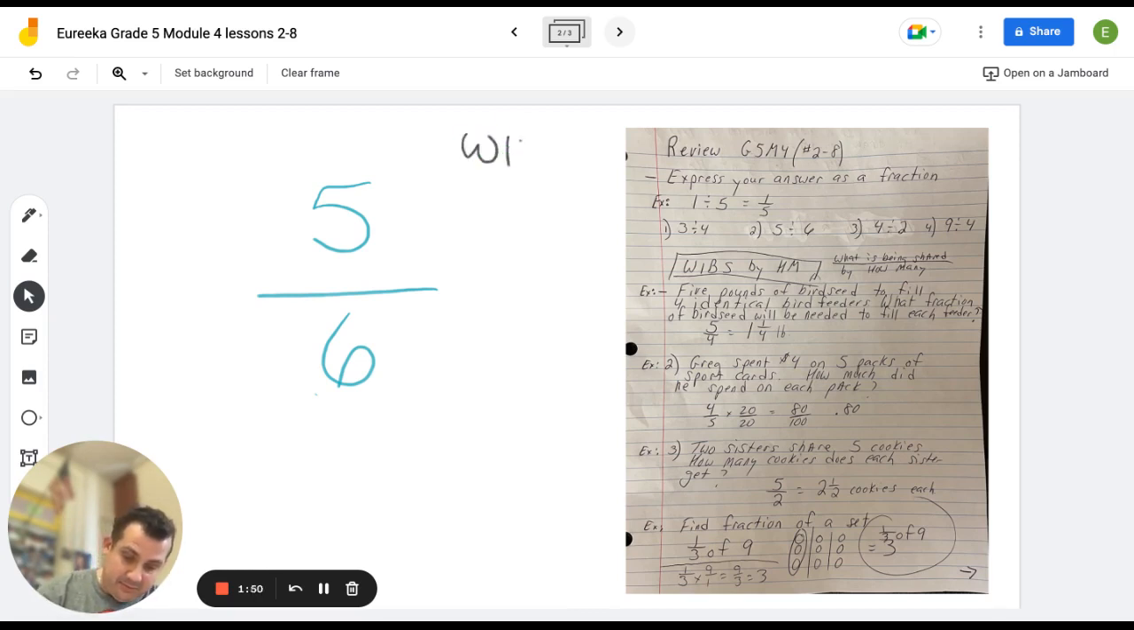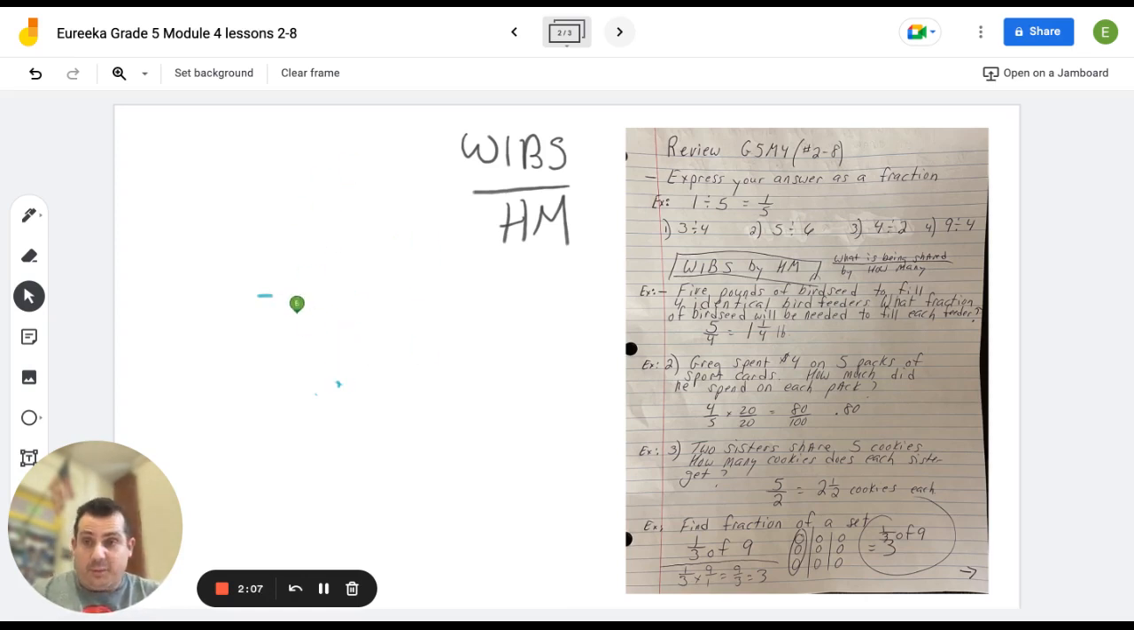WIBS over HM. What is being shared by how many? That's number 2. So hopefully you see the pattern here. Number 3, 4 divided by 2. 4 divided by 2 would be 4 over 2, 4 halves. 4 over 2 would be your answer.